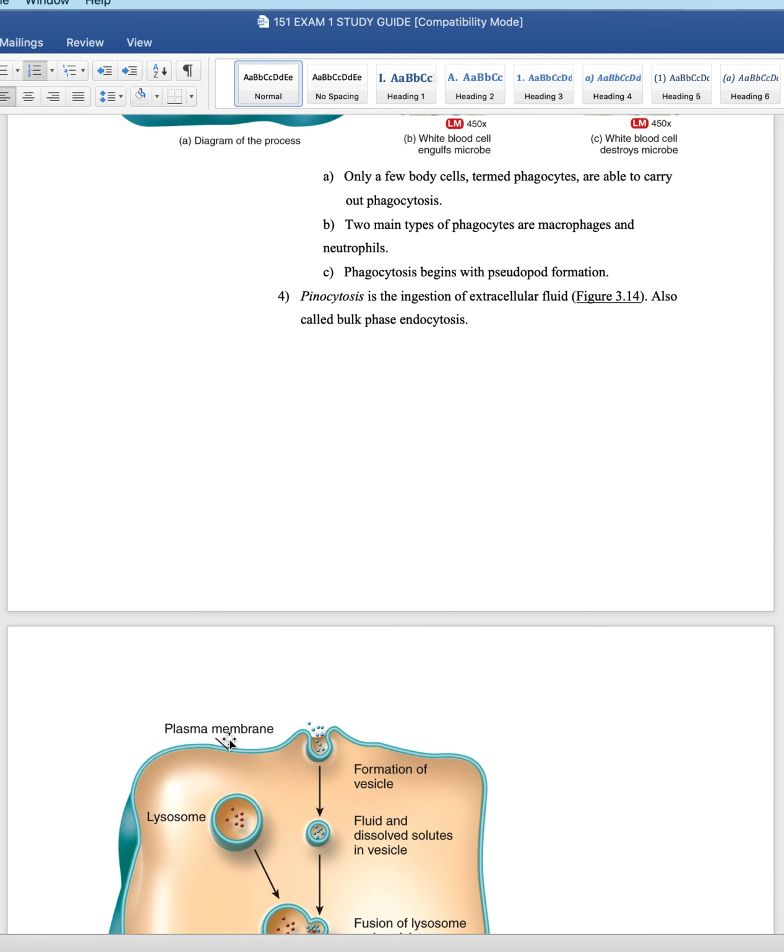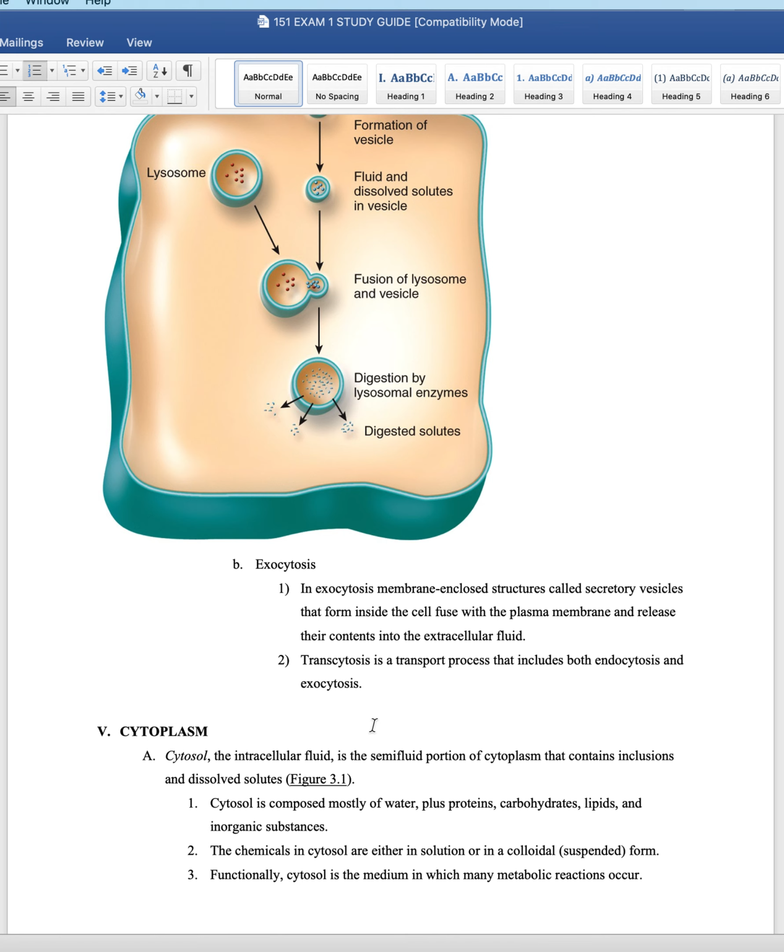Another thing is called pinocytosis, or cell sipping, which I guess is not written here, but basically it's the ingestion of extracellular fluid, which is then going to fuse again with the lysosomes. In this way we digest it and then release those solutes into the cell for us to use. Exocytosis is kind of the opposite of all of that endocytosis. It's when we have a structure called a secretory vesicle inside the cell that fuses with the plasma membrane and releases the contents to the extracellular fluid.